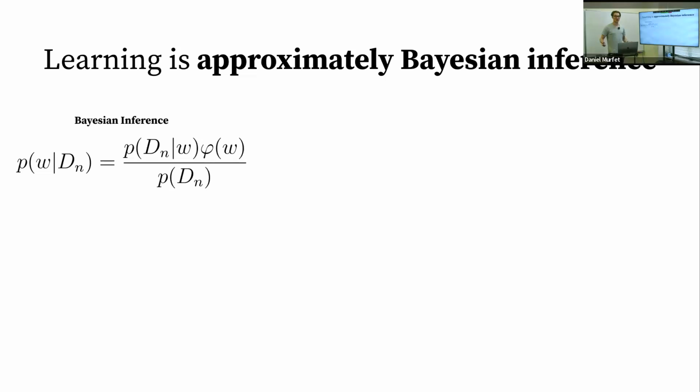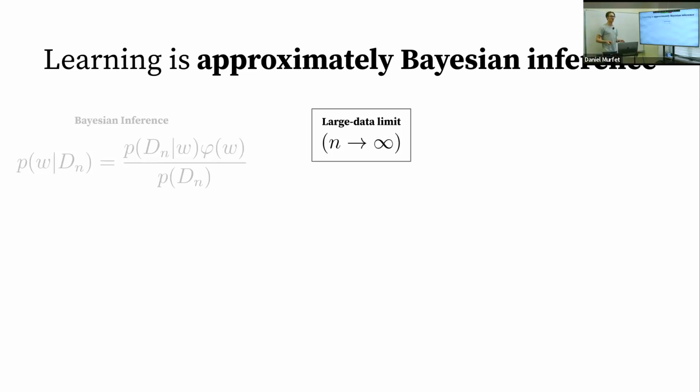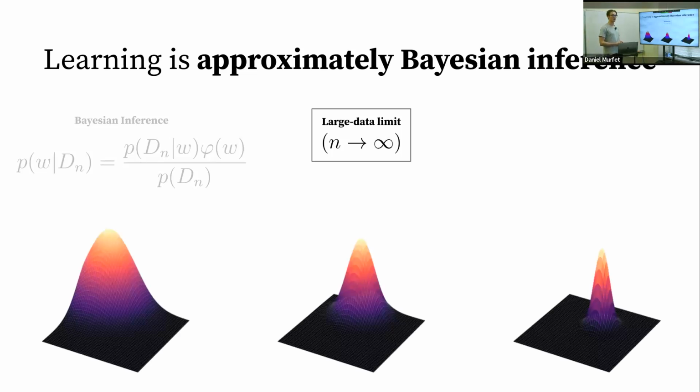In particular, one limit that simplifies things sometimes, in the case of regular models, is the large data limit. You have these results of asymptotic normality, where things look more and more Gaussian. This is what we saw with the coin toss example.